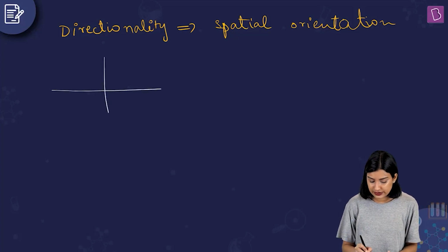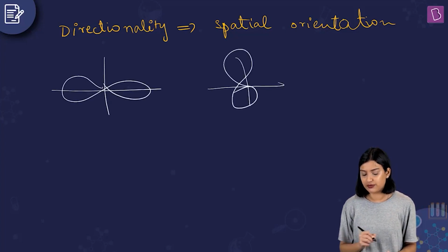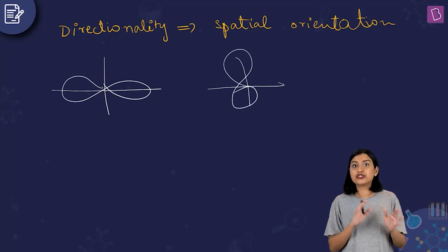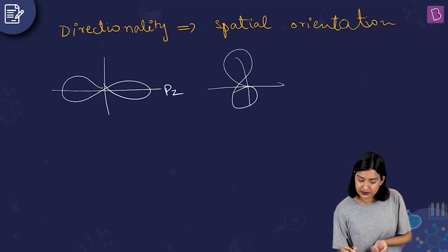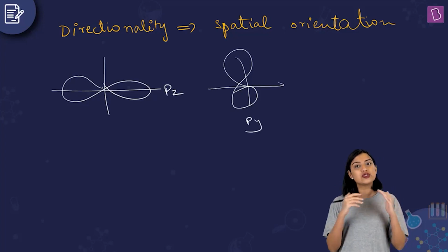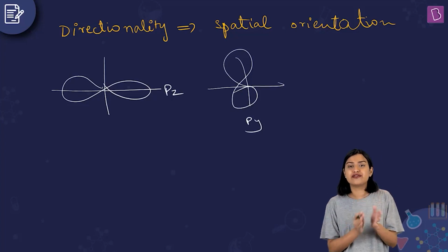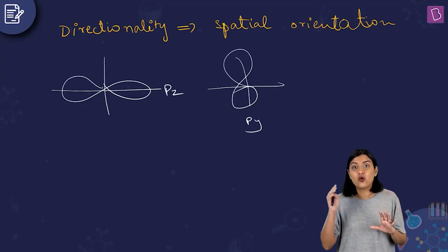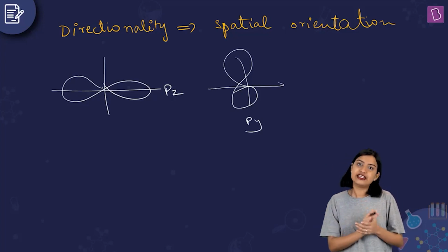Because see, you have, let's say, a p orbital like this, and you have another p orbital like this. Even if they're of the same energy, right? Even if they are both 2p orbitals, there is no way that there will be a bond formed between this, right? Between, let's say, this is pz and let's say this is py. There is no way pz and py will overlap and form a bond even if they have the same energy. Why? Because of the difference in their spatial orientation. So that is where your bond directionality comes into picture.